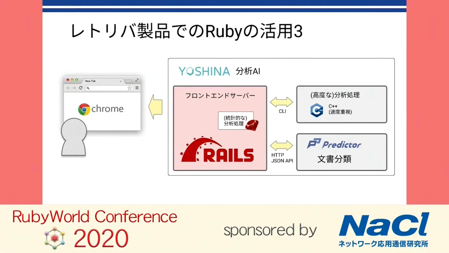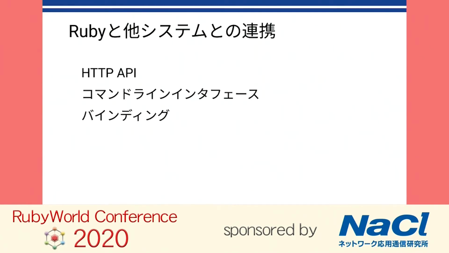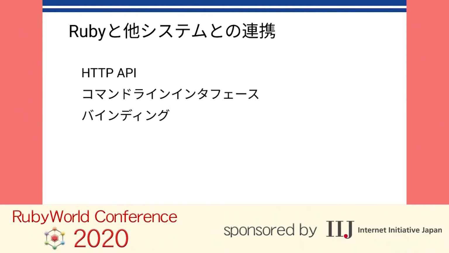So I use Ruby in combination with other systems, so we can take advantage of Ruby. And for the part which has a requirement for speed, we can combine it with other systems. So how to cooperate or how to connect with other systems? Basically, we use an HTTP API, or it is also possible to use a command line interface. And the advantage of using this is that the target system can be utilized by command lines.